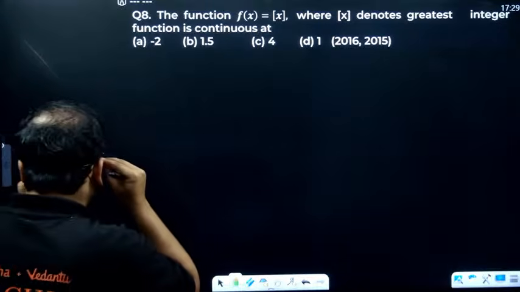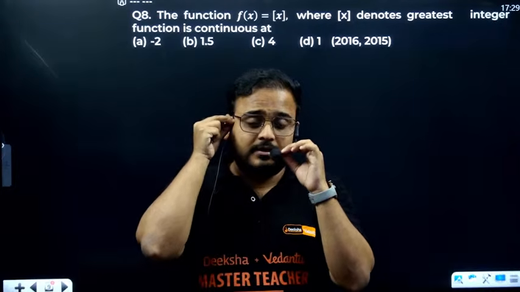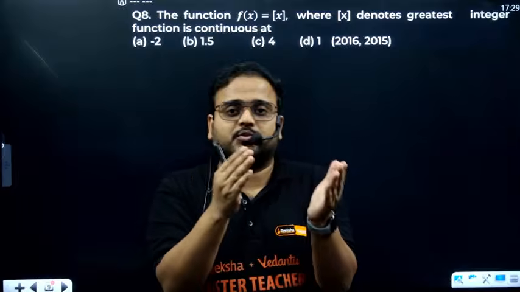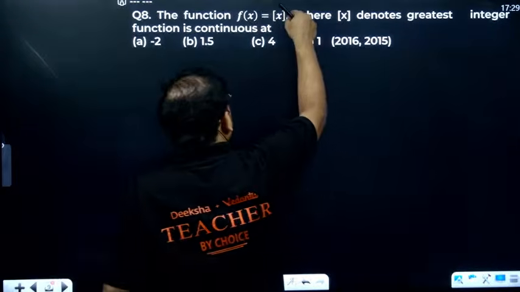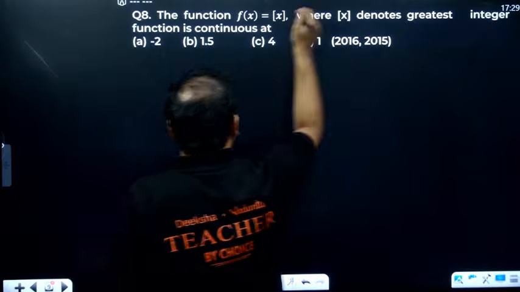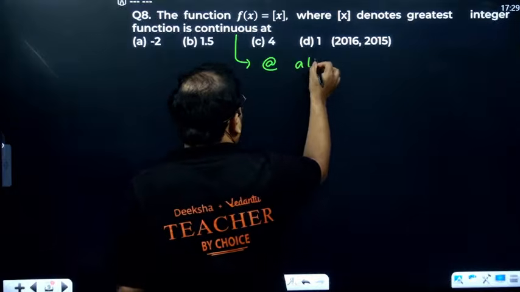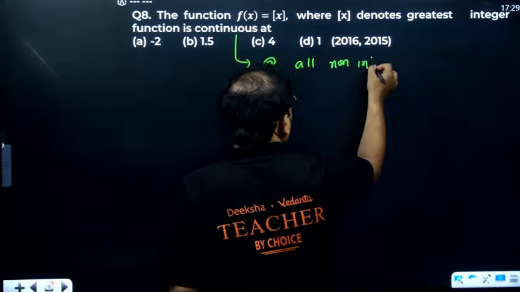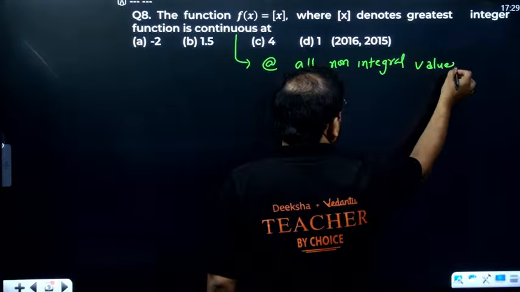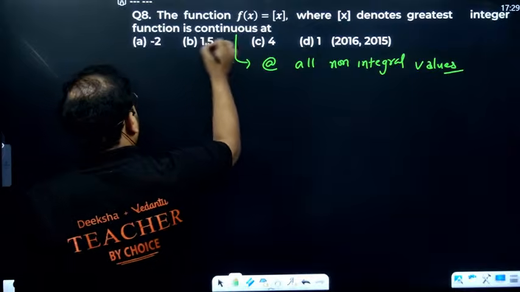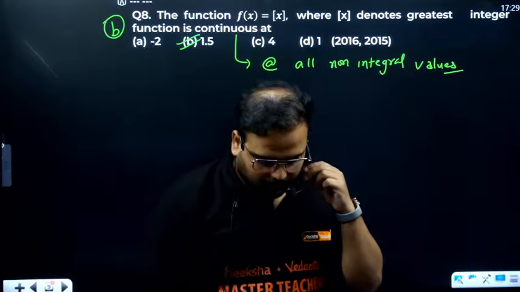Come on. Now this question should take the time for us to solve. Whatever time is required to read the question, the same time should be able to solve the problem. The function given as the step function is continuous at all non-integral values. So only one of them is non-integer. So the answer is option B.